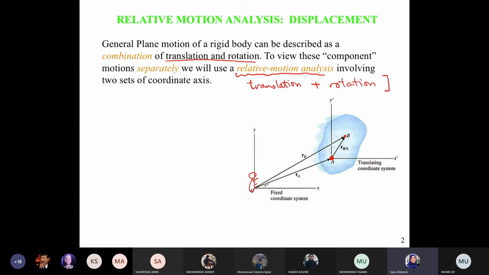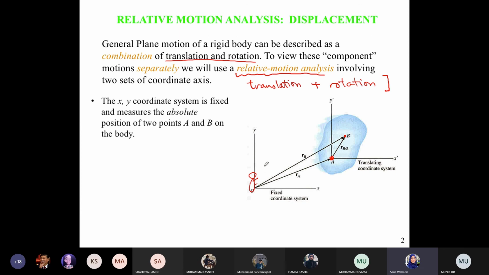So from this fixed coordinate system, of course, as I just said, these position vectors RB and RA represent the absolute positions of these two points on the rigid body.